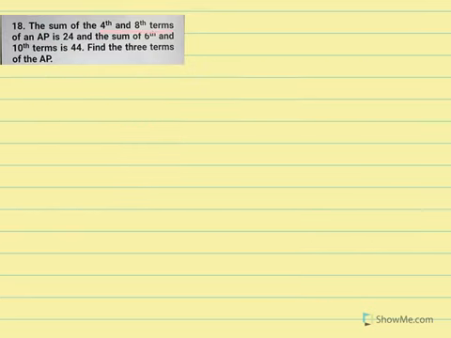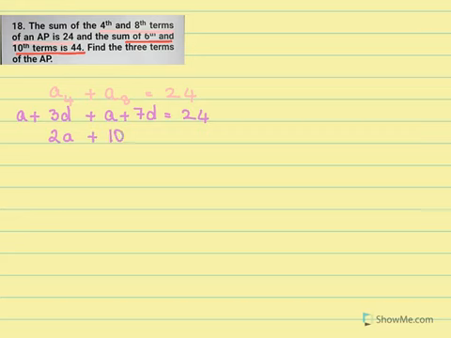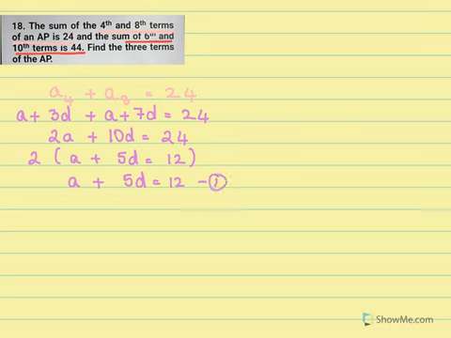The sum of the 4th and the 8th terms of an AP is 24. And the sum of the 6th and the 10th term is 44. Find the 3 terms of the AP. Let's take up the first one that says the sum of the 4th and the 8th term is 24. So the fourth term is a plus 3d, the eighth term is a plus 7d equal to 24. A plus a is 2a, 7d plus 3d is 10d, and this is 24. I will take 2 common out from here, so I get a plus 5d equal to 12. So my equation is a plus 5d equal to 12, and this is equation 1.